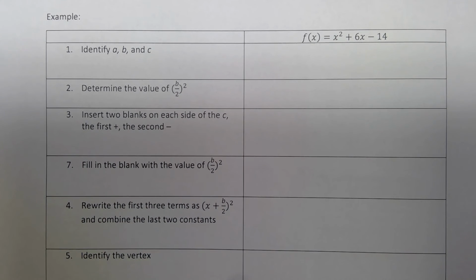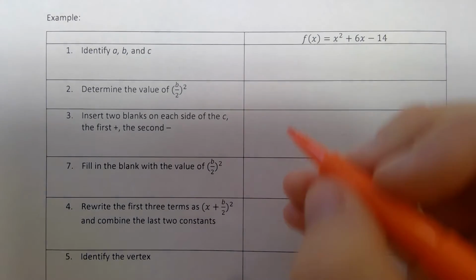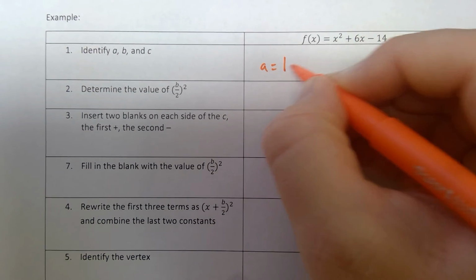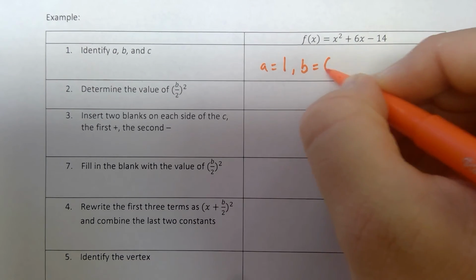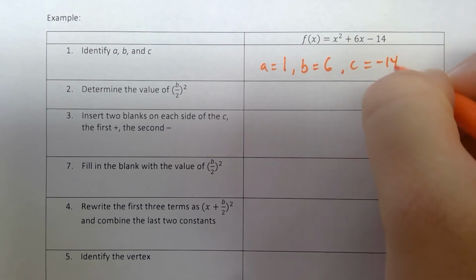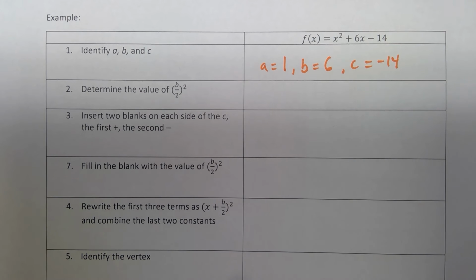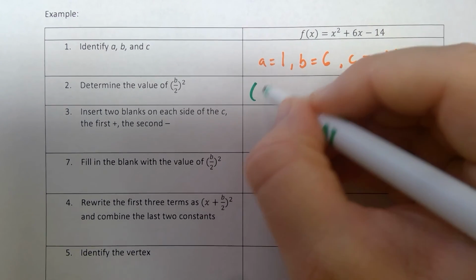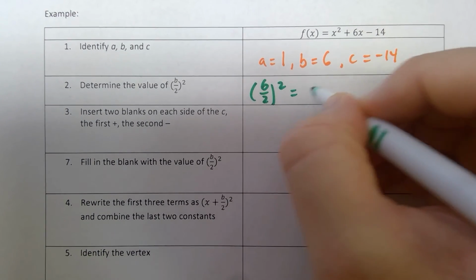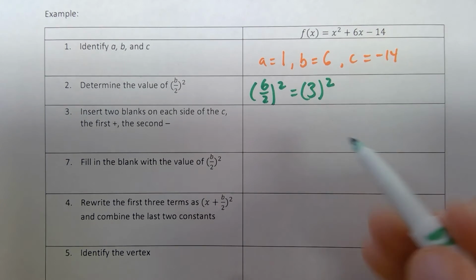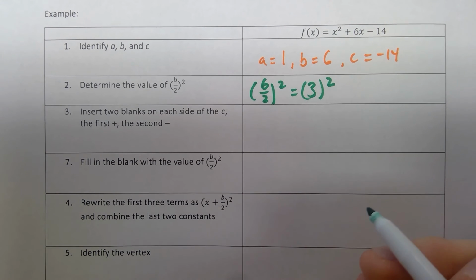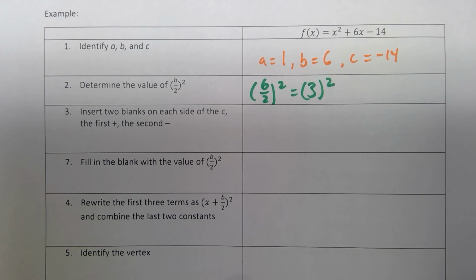I'm going to have you identify A, B, and C once again. Hopefully you chose A as 1, B is 6, and C is -14. Let's determine the value of b over 2 squared. I'll have you all do that real quick. Now we've got B is 6, and that's going to give us 3 squared, and we'll just leave it like that. If you said 9, that's fine. But hopefully you've seen the pattern of why we like to keep it as 3 squared.